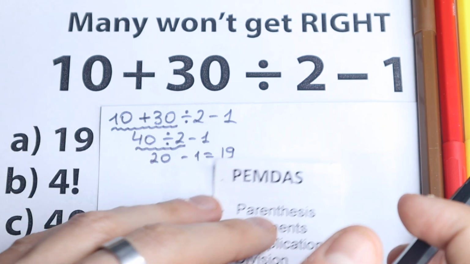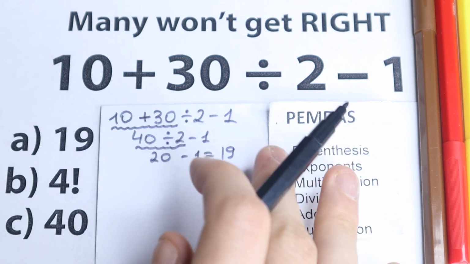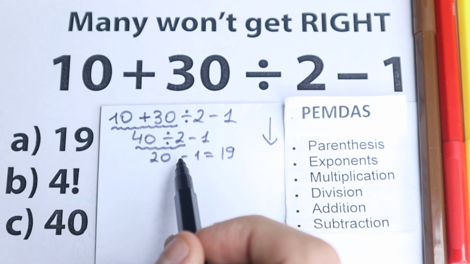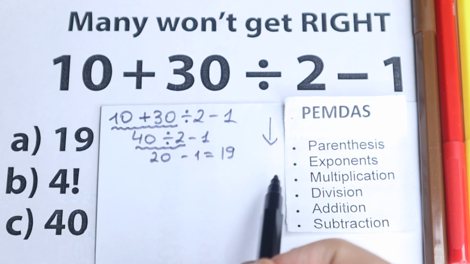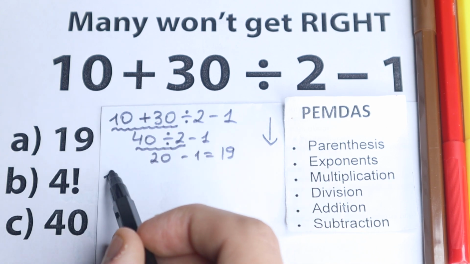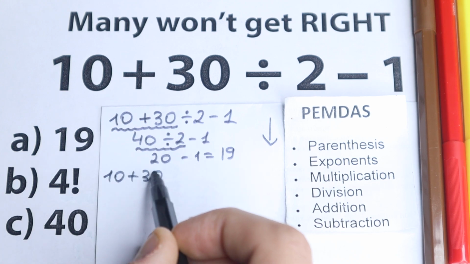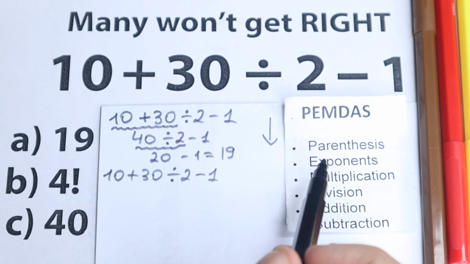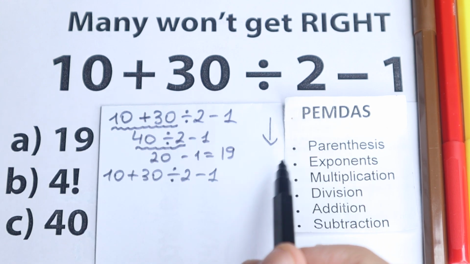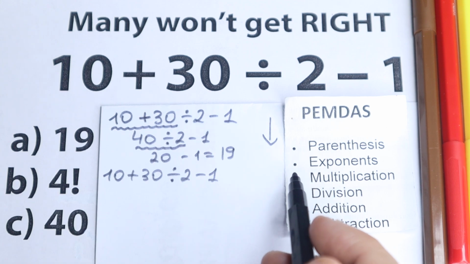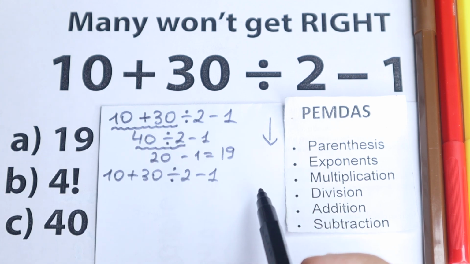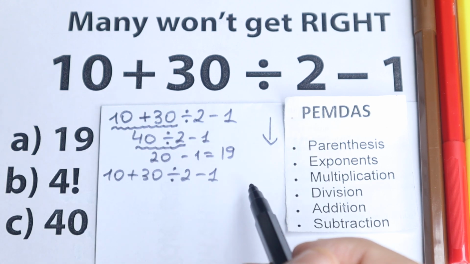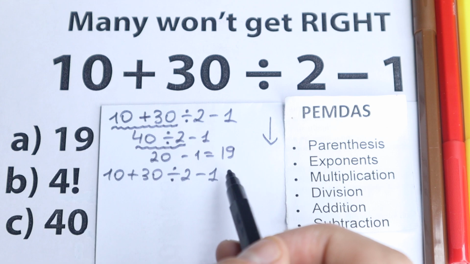For this question, I want to show you this PEMDAS order of operations, and let's solve this according to PEMDAS and check with the answers. Maybe 19 is the correct answer according to PEMDAS. So I just read this question: 10 plus 30 divided by 2 minus 1. Let's look at PEMDAS and solve it correctly. Of course, I want to mention that I respect both methods of order of operations, but I will solve it according to PEMDAS.